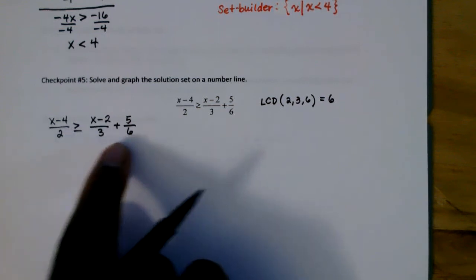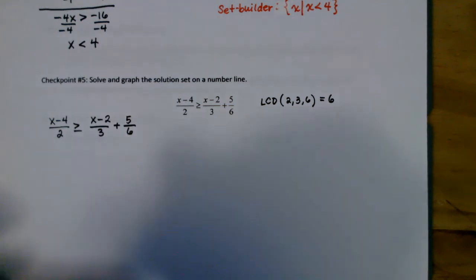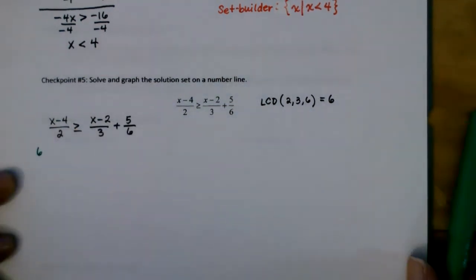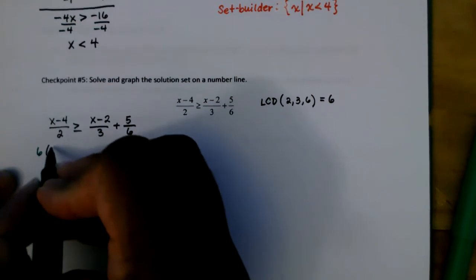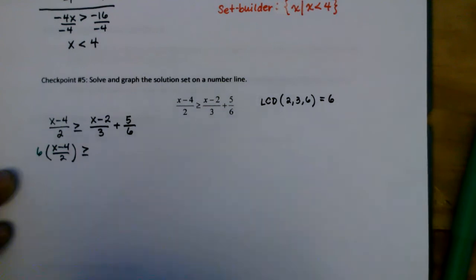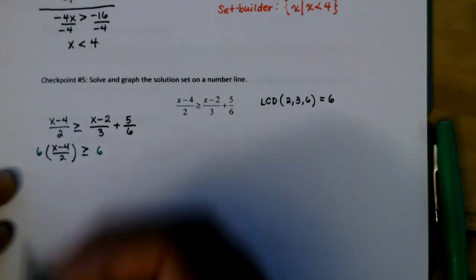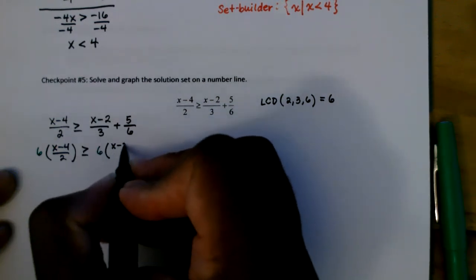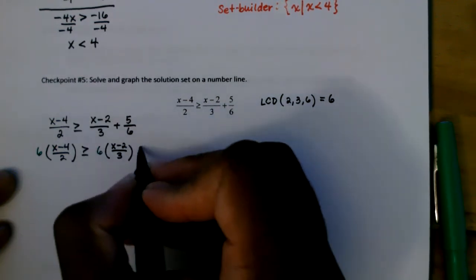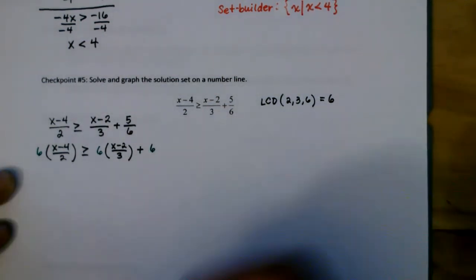And then we're going to multiply each and every term in that inequality by the LCD of 6. Okay, so in this case, I'm going to have 6 times (x minus 4) over 2. That's greater than or equal to 6 times (x minus 2) over 3 plus 6 times 5/6.